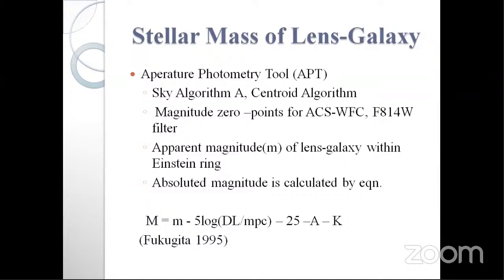now for each lens we apply this formula to calculate the absolute magnitude. Here there are three unknowns. The DL is the luminosity distance. Again, we take the help of the Net Cosmo calculator, and for the specific redshift, we find this luminosity distance from there. And now for the two other factors, A and K.